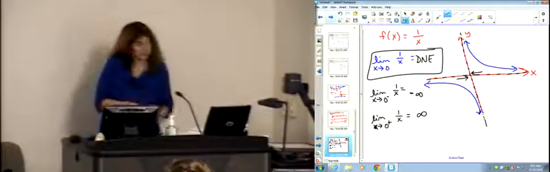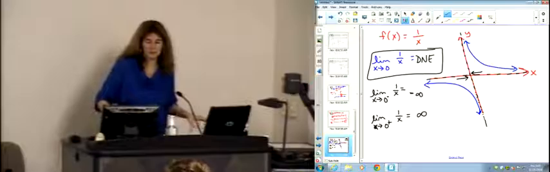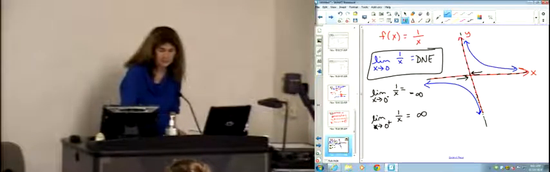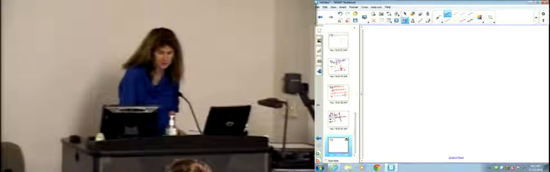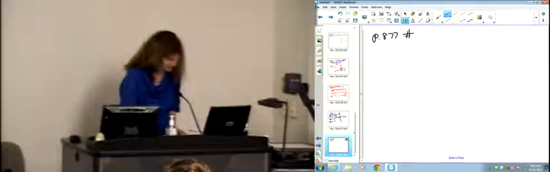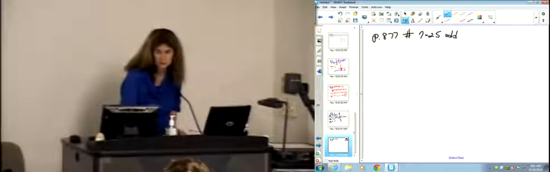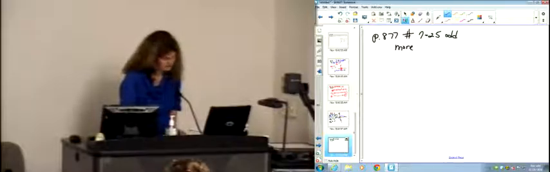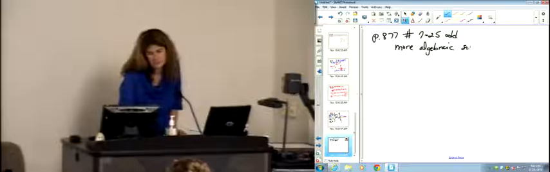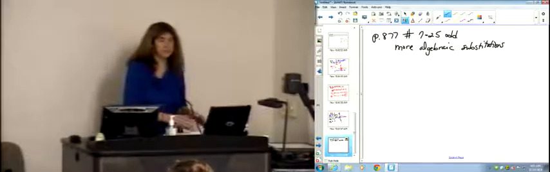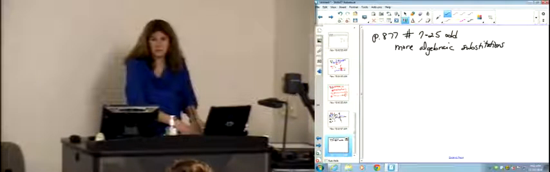Okay, so this is just kind of an interesting case to look at, so I thought we'd put it up here. Again, for some more algebraic practice, you might practice with the problems over on page 877. You could practice with any of those just for some more algebraic substitutions. Okay. Any questions there about limits? That's all we're doing with limits at this point. Okay.